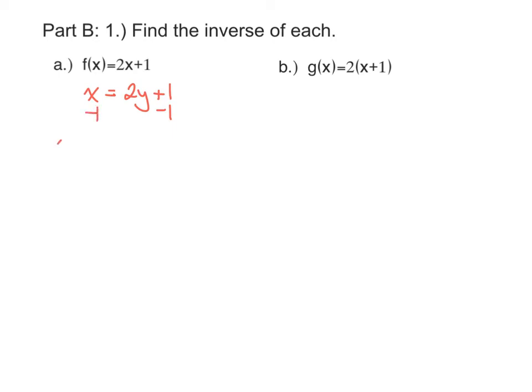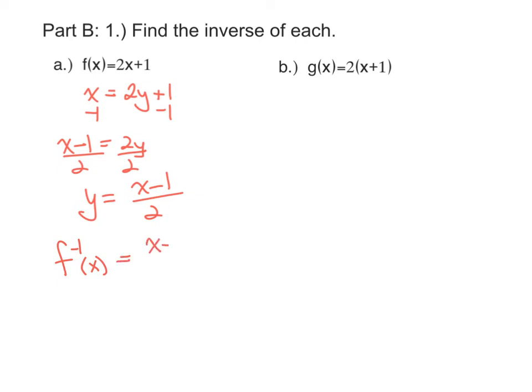Subtract 1 from both sides, and then divide by 2. So you'll have that y is x minus 1 all over 2. Now that's all the work to find the inverse. The last thing we have to do is actually call it the inverse of f by using that -1 notation. So f inverse is x minus 1 divided by 2.